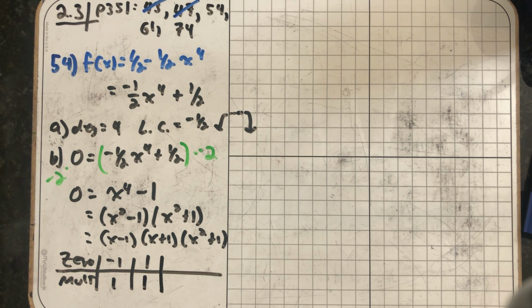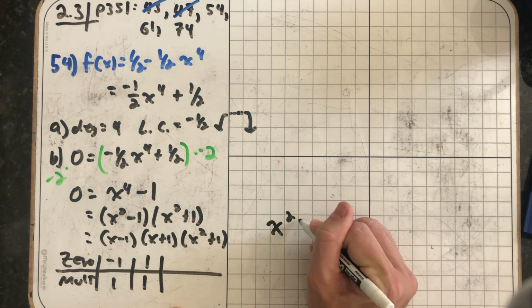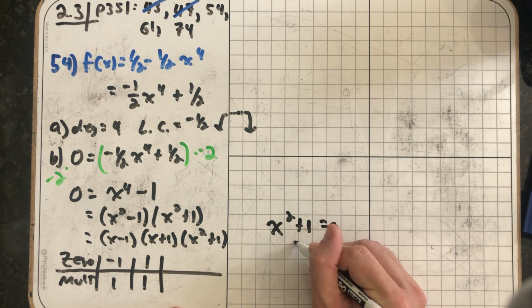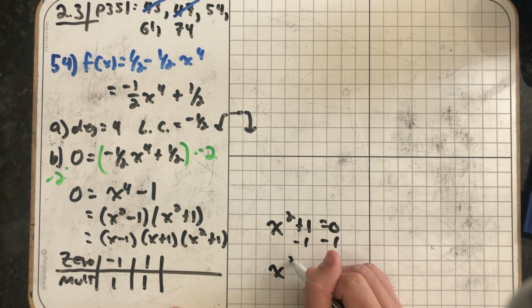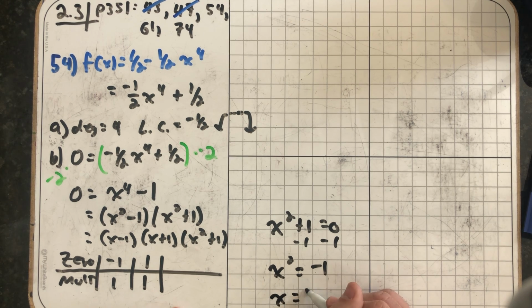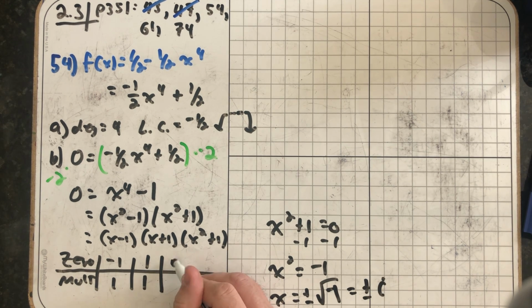But since the instructions just told me to find the zeros, not necessarily just the real zeros, I want to set x squared plus 1 equal to 0. Take 1 away from both sides to get x squared equals -1. And when I take the square root of both sides, I get plus or minus the square root of -1, which is plus or minus i. So this has two imaginary zeros too.